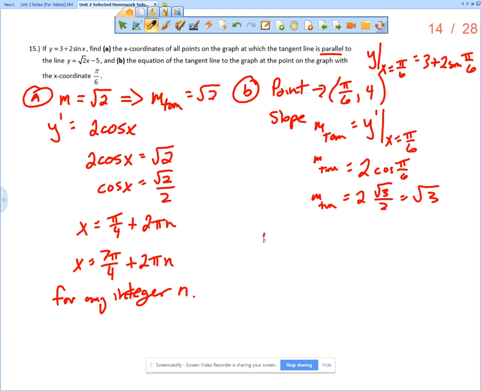So the equation of the tangent line is y minus 4 equals slope of root 3 times x minus pi over 6.